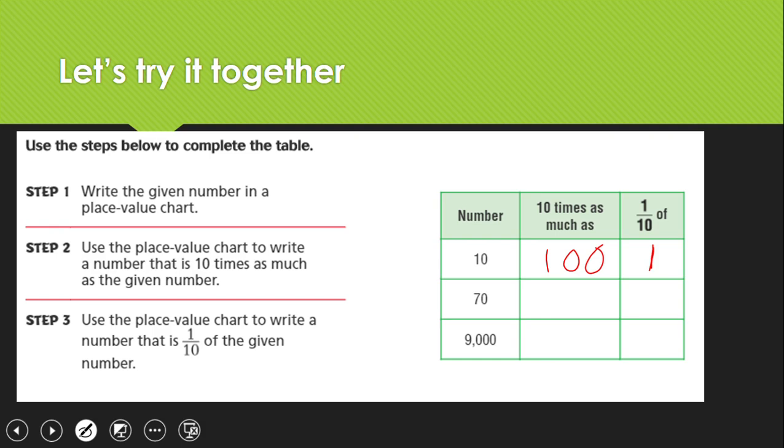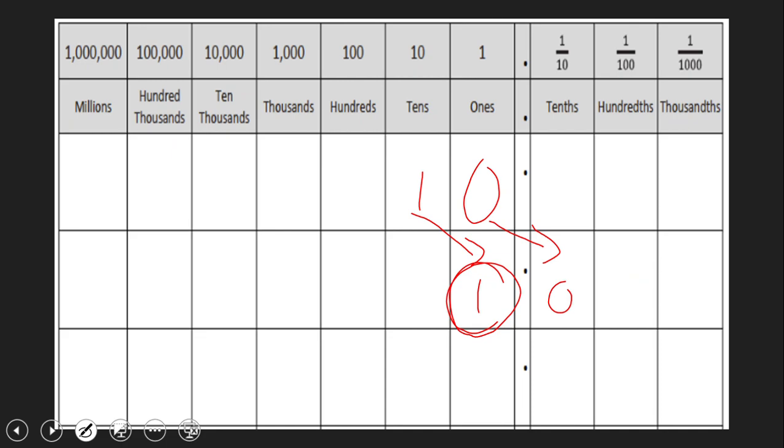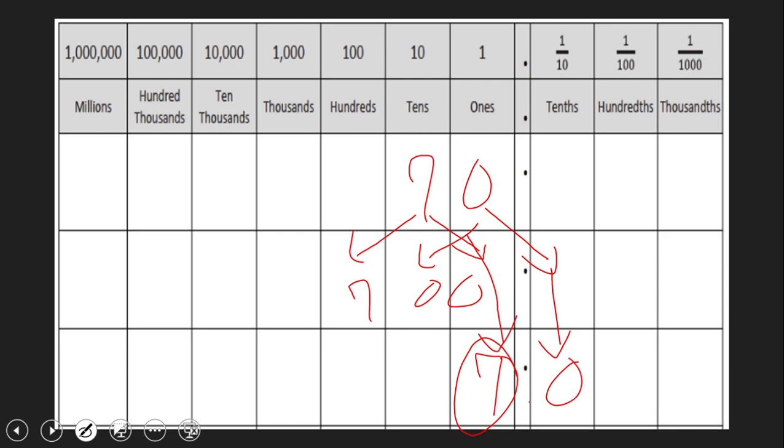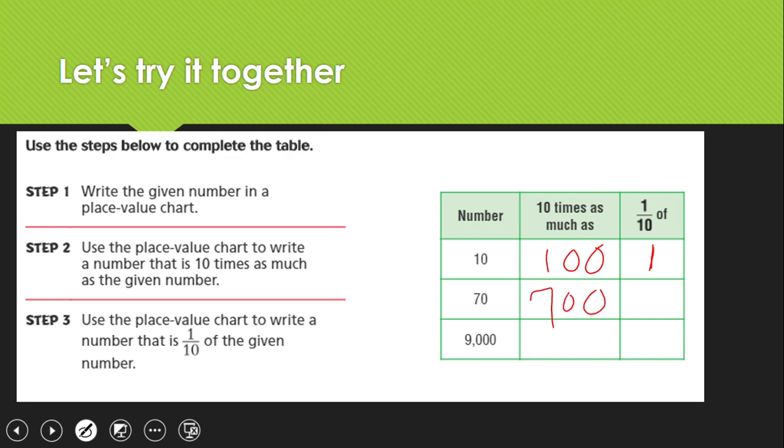Not all the time. Now let's do 70. 70 is very similar to the one that we had. We have 70. What is 10 times as much of 70? Good. It should be 700. How about what is 1/10 of 70? Good. It should be 7. I'm going to put it way down here so that you can see it. You don't have to add these zeros, but it's important so that you can see the decimals. So we have 700 and we have 7.